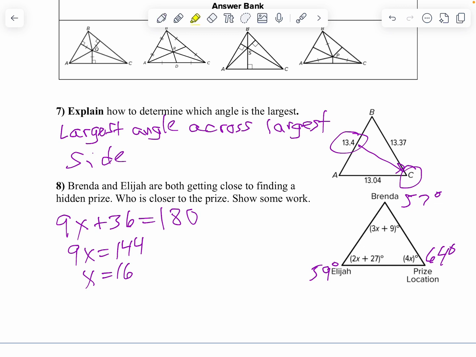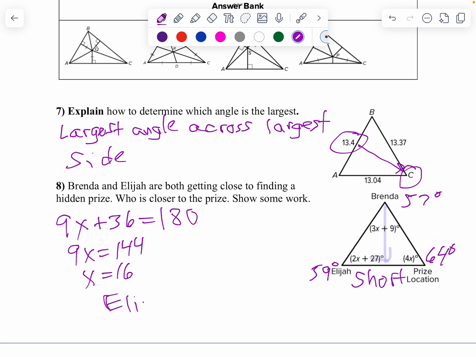So if I take a look at 57, if I go straight across from 57, this is my shortest side. That means Elijah is the closest to the prize, because Elijah is the shortest distance to the prize. So we have that one, Elijah. And there we have that question.